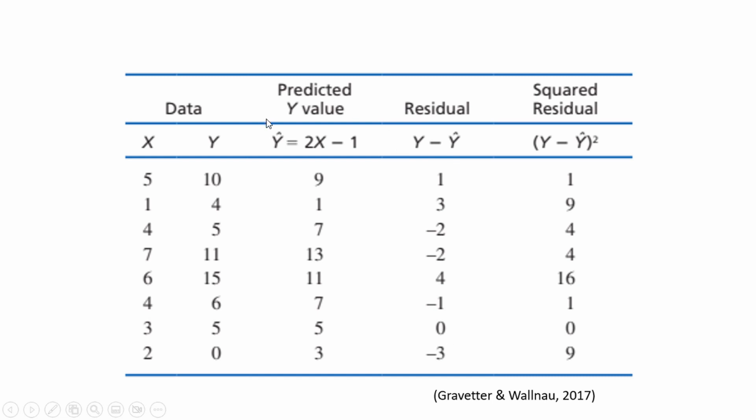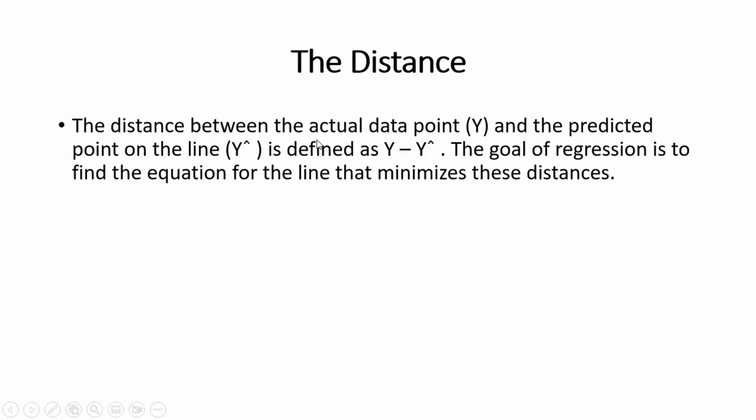First we fitted the model, and then we calculated the predicted values, and then we subtracted each predicted value from the y value. That gives us the residuals, and then we can square these residuals. You can see the sum of the residuals is always 0, and the distance between the actual data point and the predicted point on the y is defined as y minus y hat, which is the error, and that I also showed you on the graph.